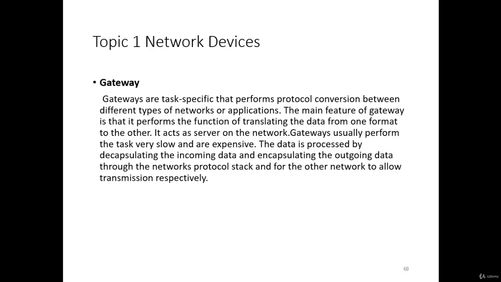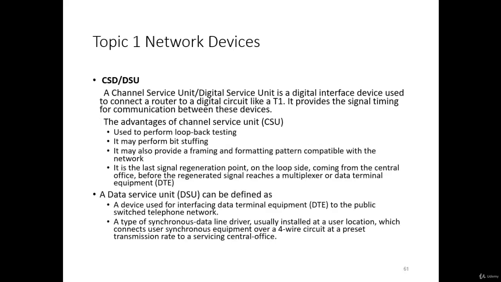The main feature of a gateway is that it performs the function of translating the data from one format to the other. It acts as a server on the network. Gateways usually perform the task very slowly and are expensive. The data is processed by decapsulating the incoming data and encapsulating the outgoing data through the network protocol stack for the other network to allow transmission respectively.